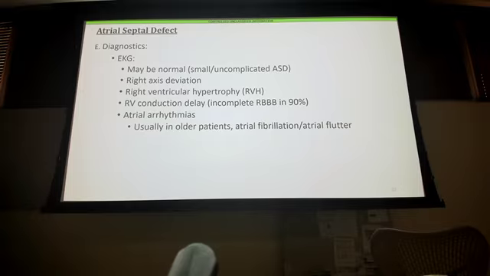EKG may be normal. There may be some right axis deviation or right ventricular hypertrophy because of all that extra volume and pressure, if this is something that the child has been dealing with for a period of time and you get that compensatory change developing. You may get some conduction changes on EKG, like an incomplete right bundle branch block. And then if they're older, because of all that extra stress from the higher volume and higher pressures in the atria, you may start to stretch the conductive pathways, and then you may start to see arrhythmias develop.